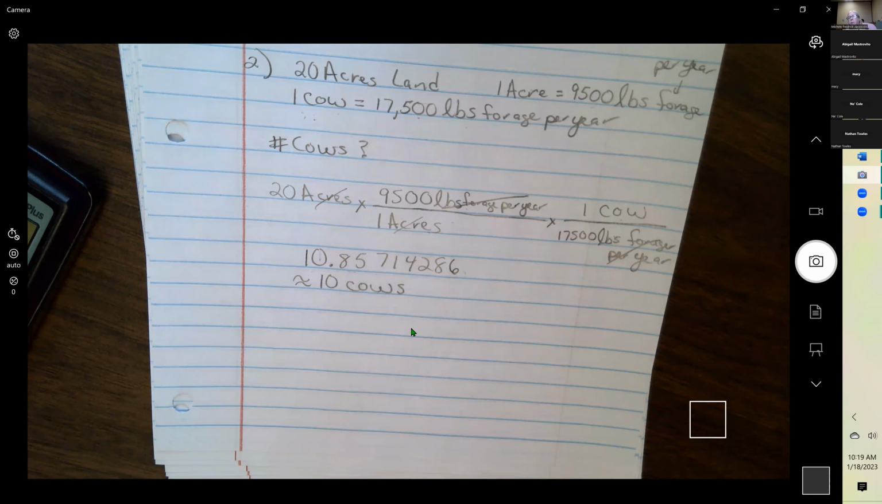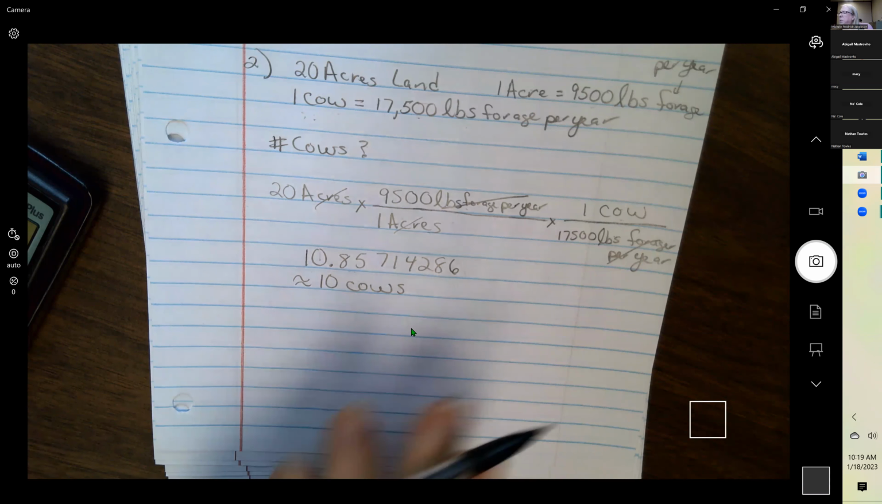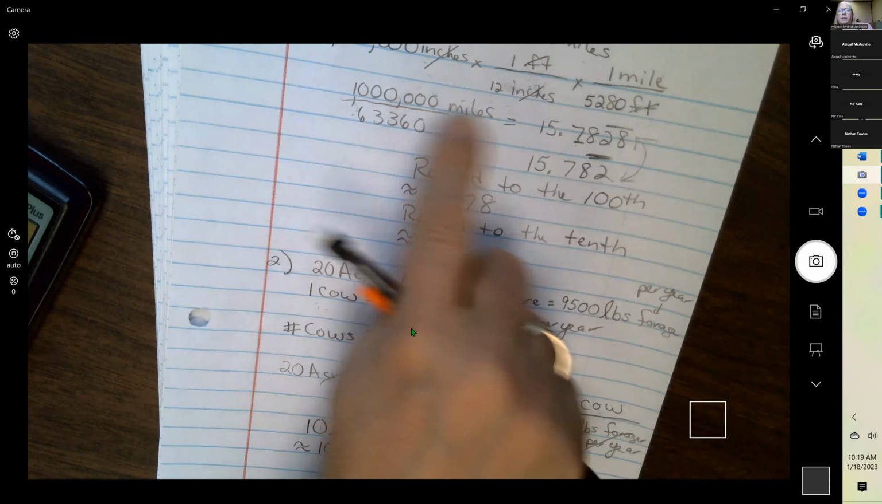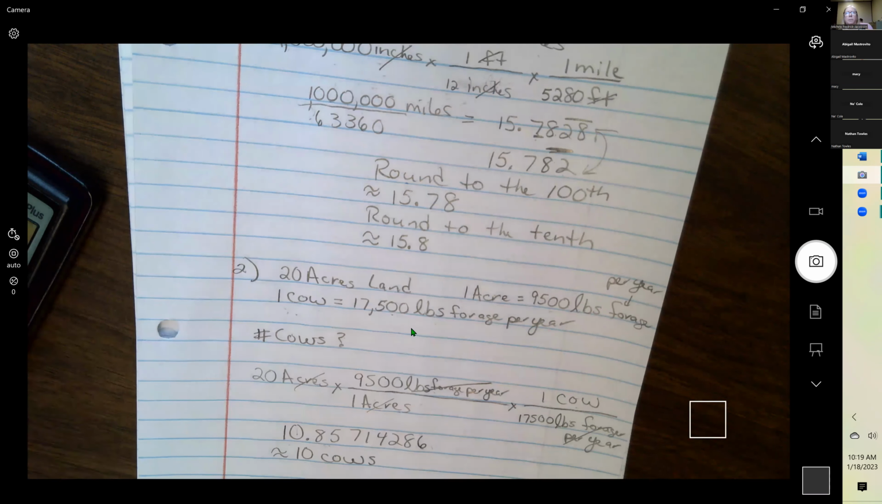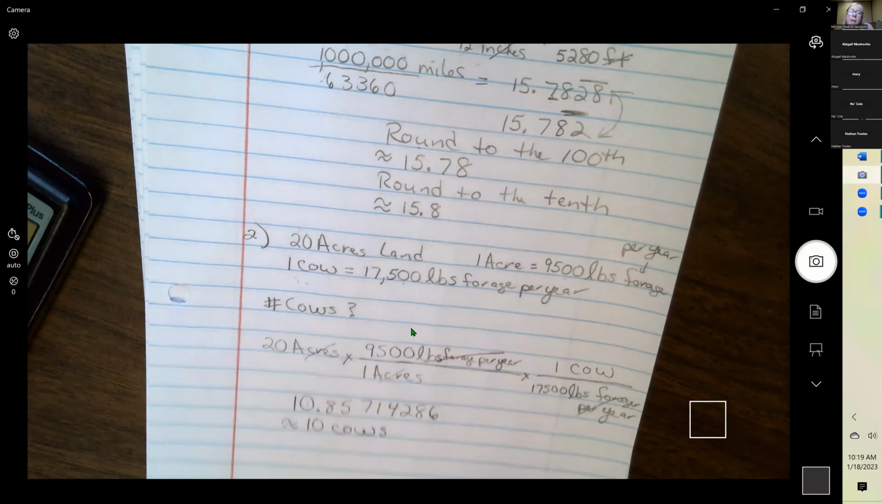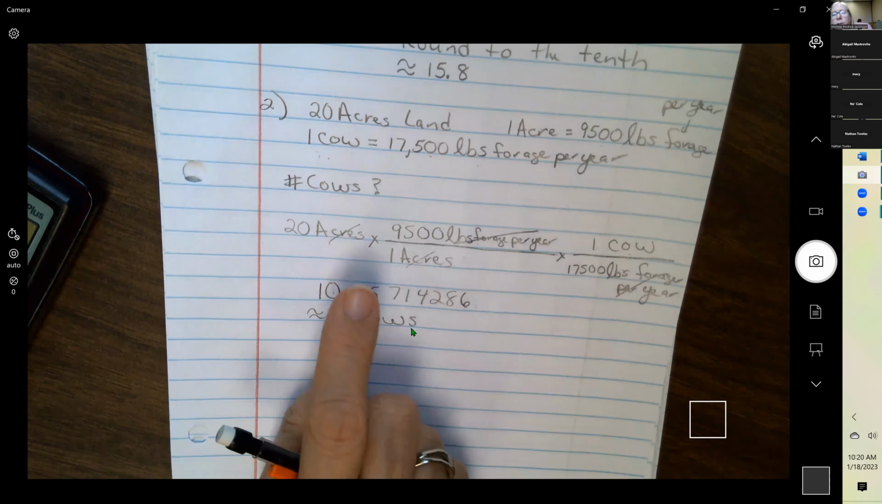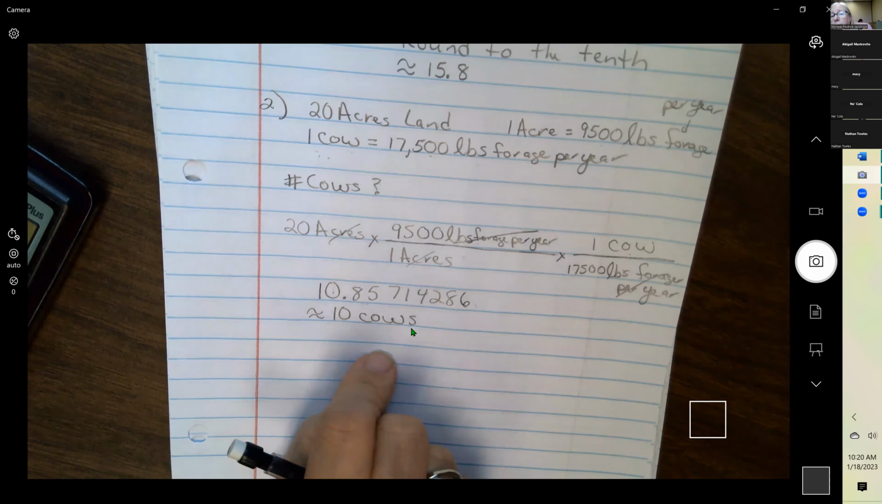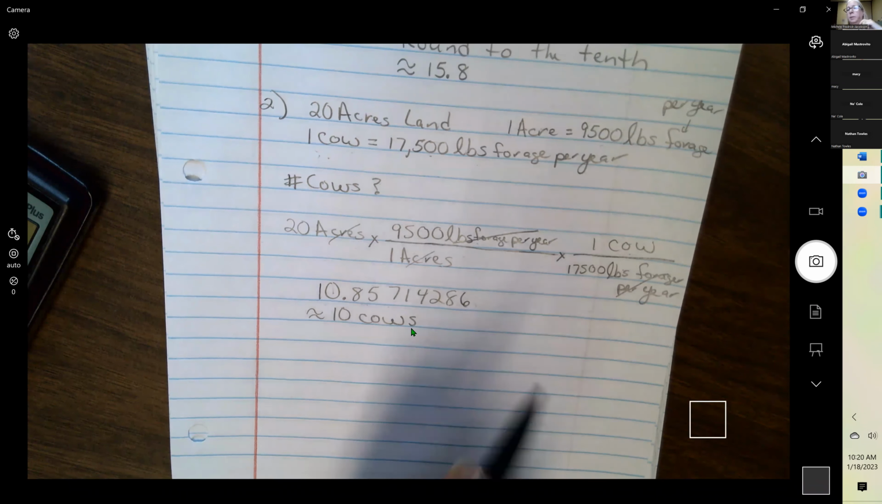Now, when you're doing these story problems, the plain ones that we're doing where we're just converting things, you can just show your work and give an answer. But on these ones, you should write a complete sentence. Let me bring the question up again.